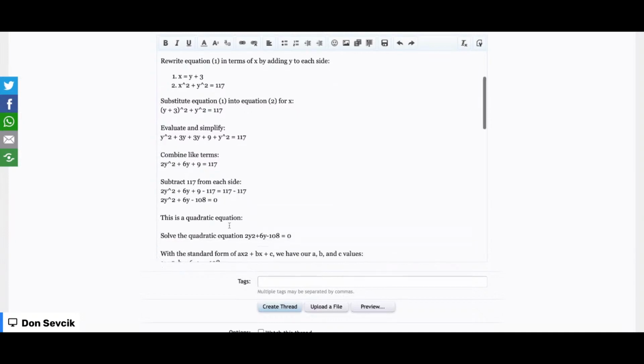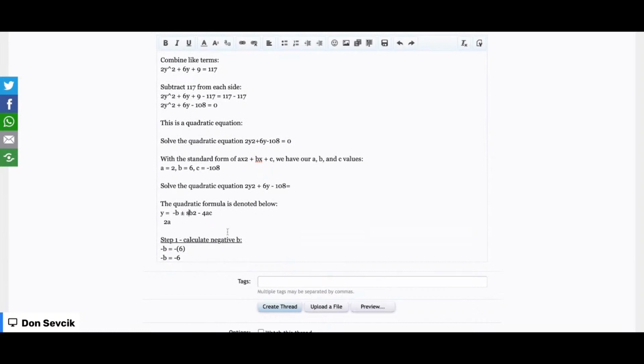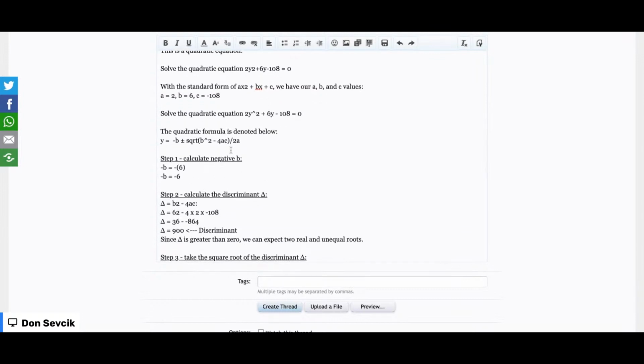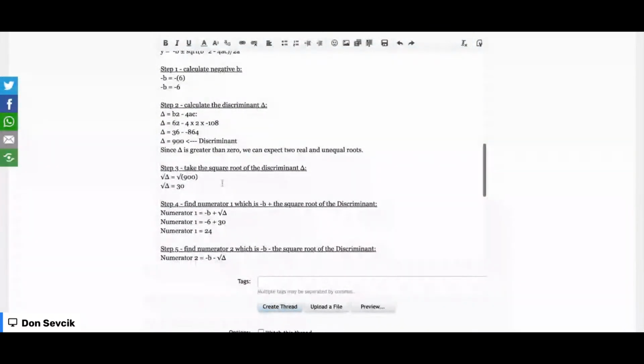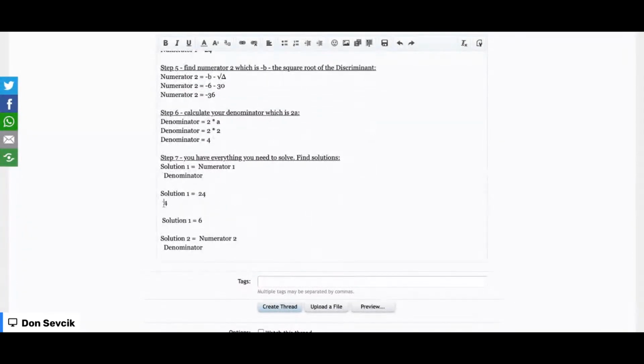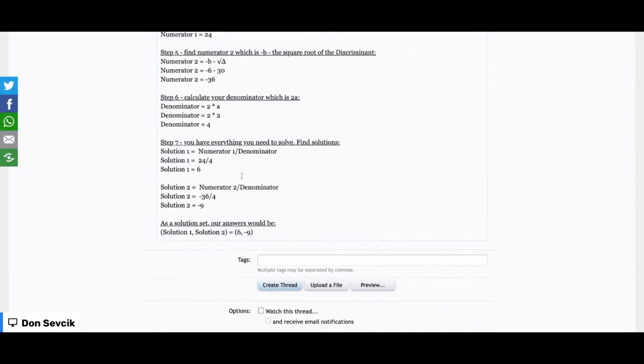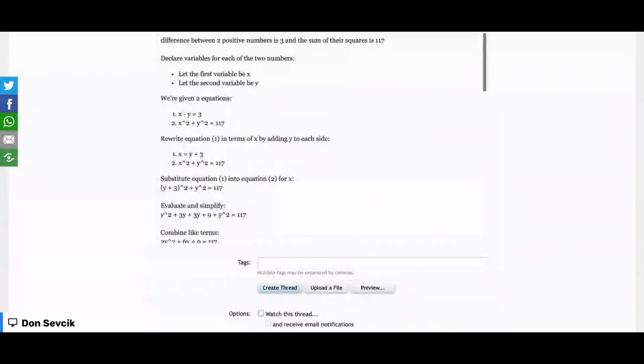This is a quadratic equation. I've pasted in here the formula for the quadratic equation, and you may recognize this from your class: negative b plus or minus the square root of b squared minus 4ac, over 2a. Here a is 2, b is 6, c is negative 108. What we're doing is plugging in the numbers and then solving the quadratic equation. Let me fix the formats because the paste from my site is a little off. So our answers are 6 and negative 9, once we go through all this quadratic math.